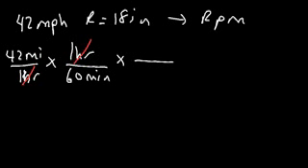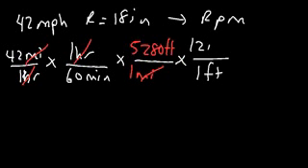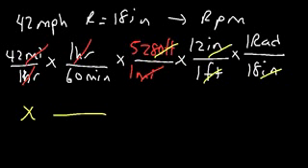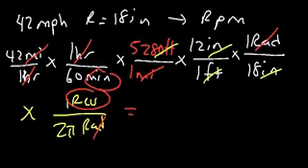Now let's convert miles into feet. So 5,280 feet per 1 mile. And then let's convert feet into inches. So 12 inches in a foot. And then let's use the radius to convert from inches to radians. So for every 18 inches, we have 1 radian. Our last step is to convert radians into revolutions. So 2 pi radians per 1 revolution. So we have revolutions per minute.